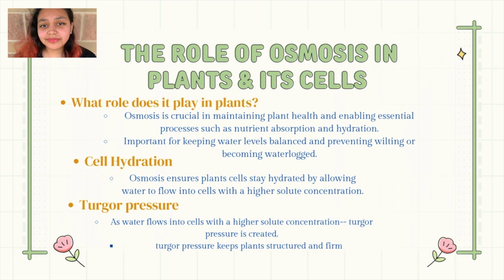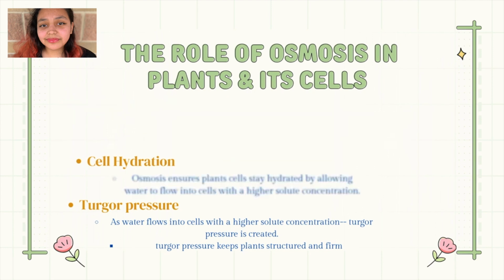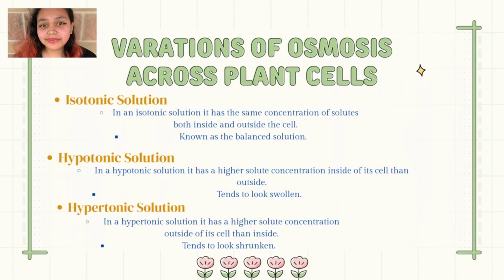wilting or becoming waterlogged, which goes into the three different variations of osmosis in plant cells, as well as turgor pressure. Turgor pressure is created from water flowing into cells with a higher solute concentration, and turgor pressure is basically what keeps plants upright and straight and structured. The three different variations of osmosis across plant cells are isotonic, hypotonic, and hypertonic.